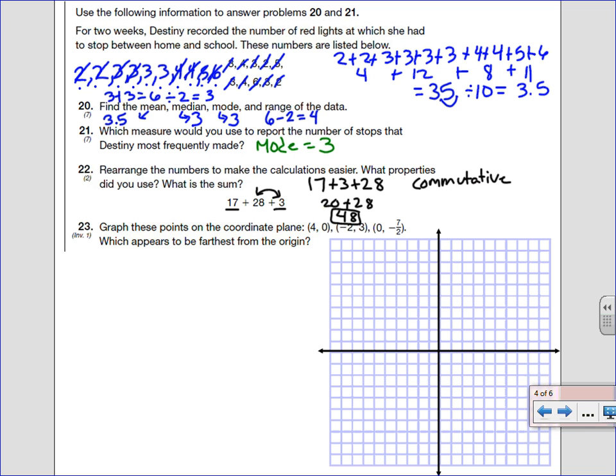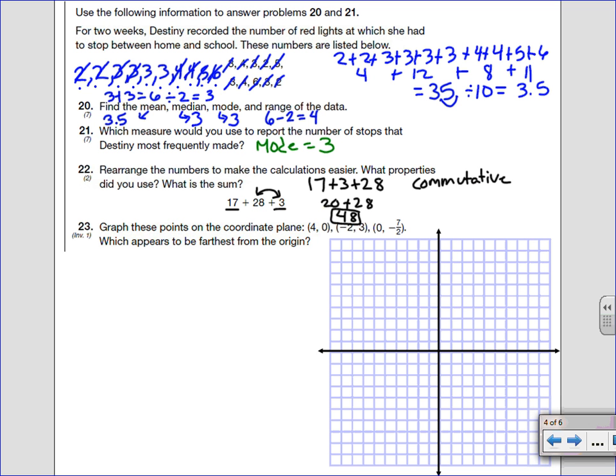Number 23 says graph these points on the coordinate plane. You don't have this graph in your packet, so feel free to use some blank space on the back side of your worksheet to make your own little graph. Also, you can download this particular format of the worksheet off of Facebook, so you can look for that if you would like to have a copy of the graph section.